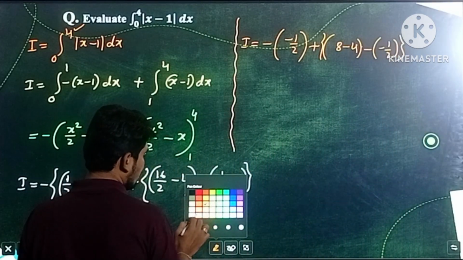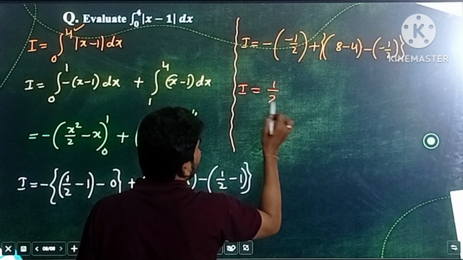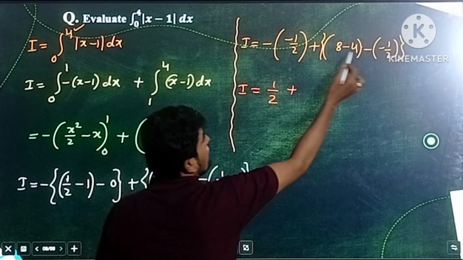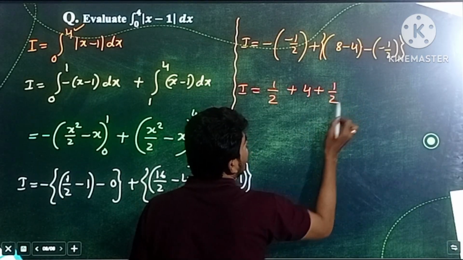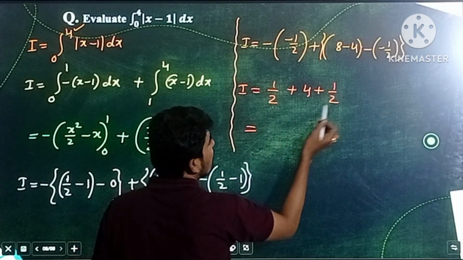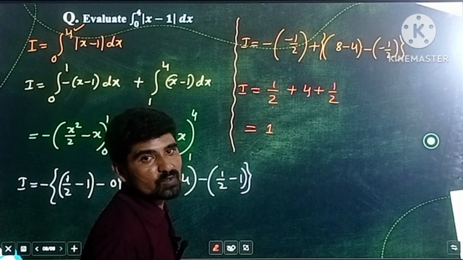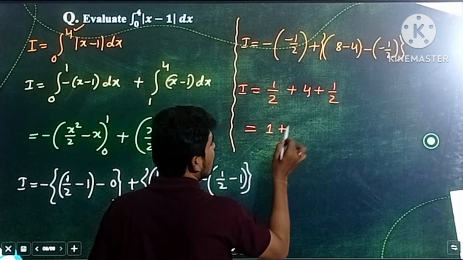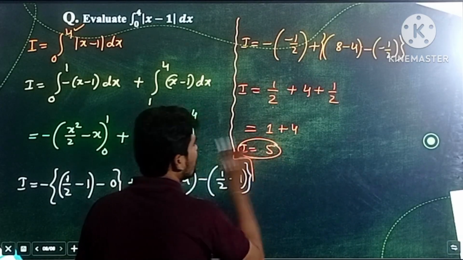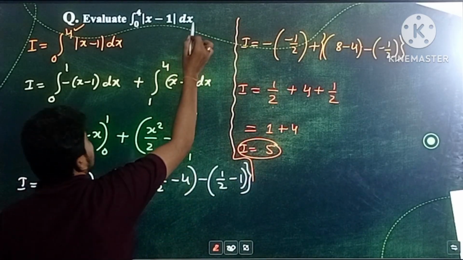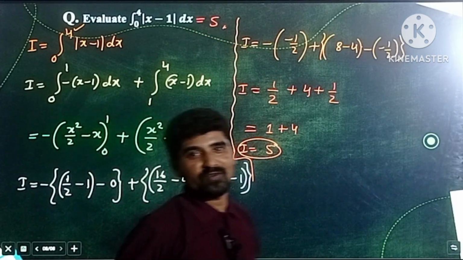Therefore, I is equal to minus into minus 1 by 2 plus 1 by 2 plus 8 minus 4 is 4, and then minus into minus 1 by 2 is plus 1 by 2. Now see here, half plus half is equal to 1. 1 by 2 plus 1 by 2 is 2 by 2. 2 gets cancelled, 1 plus 4. So finally the value of I is equal to what? 5. Therefore, the integration value of this is equal to 5. I hope all of you understood.